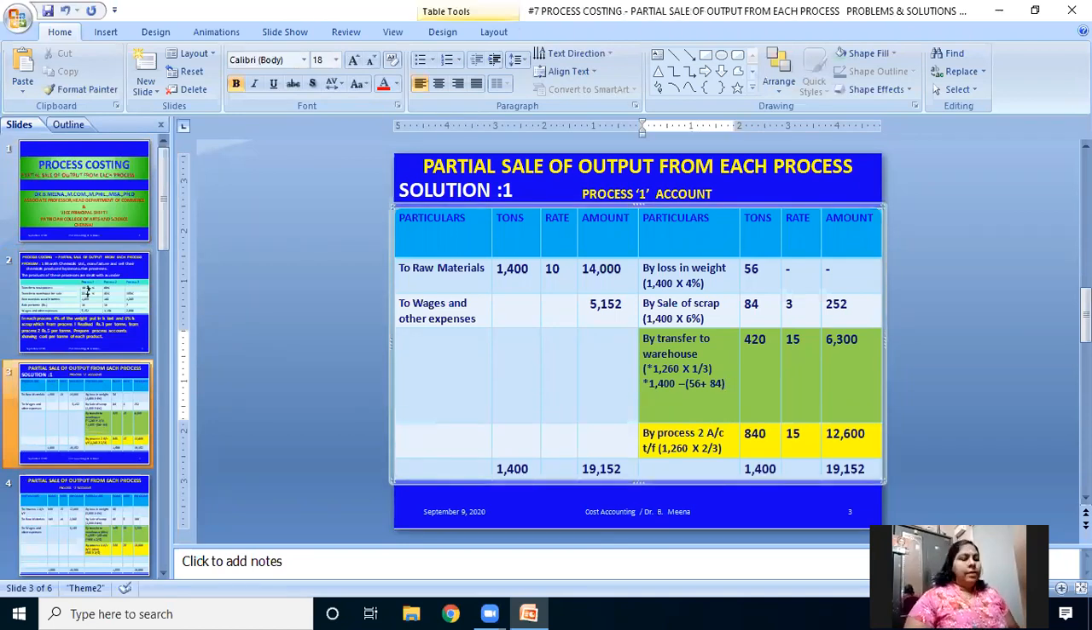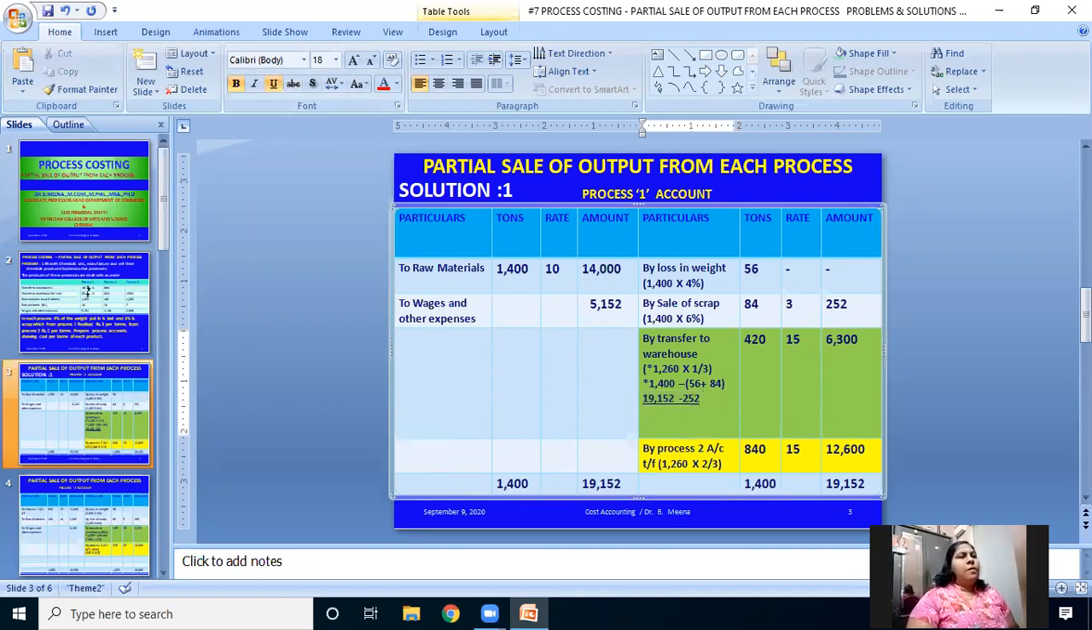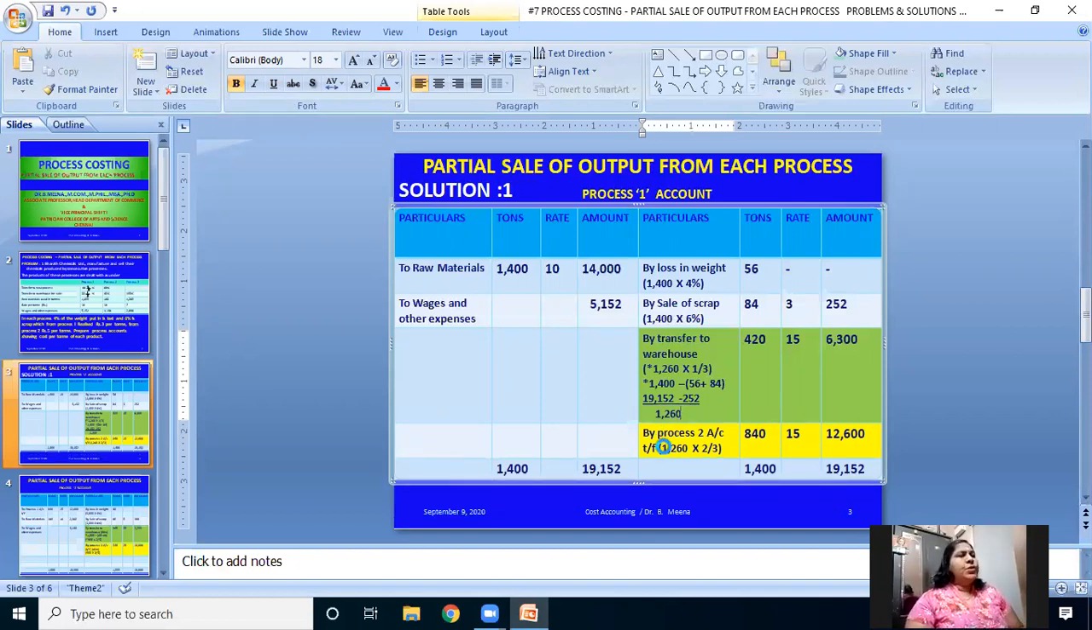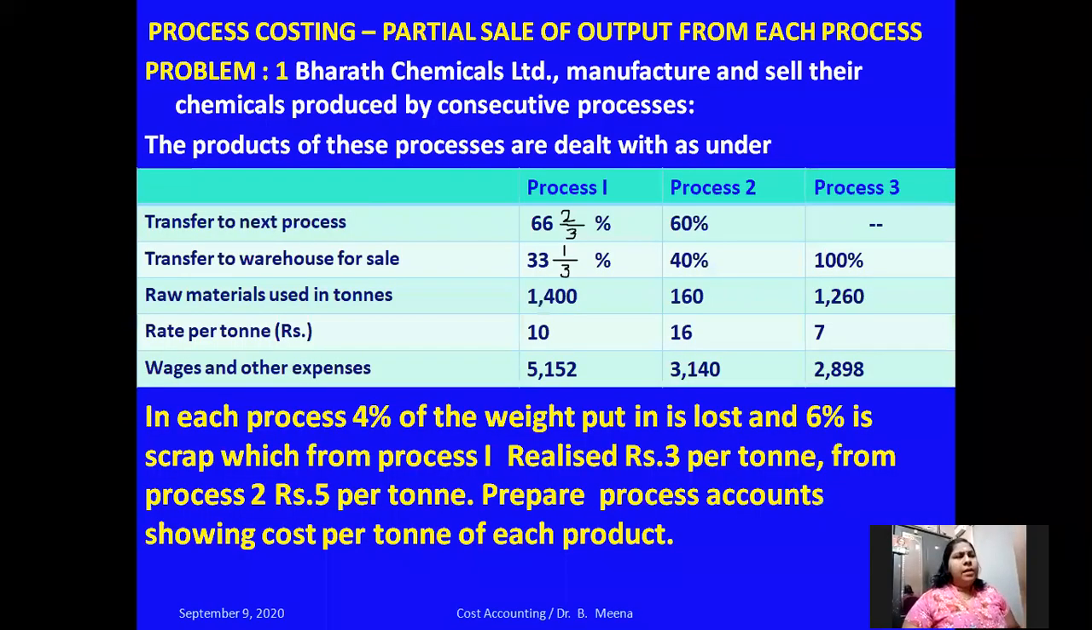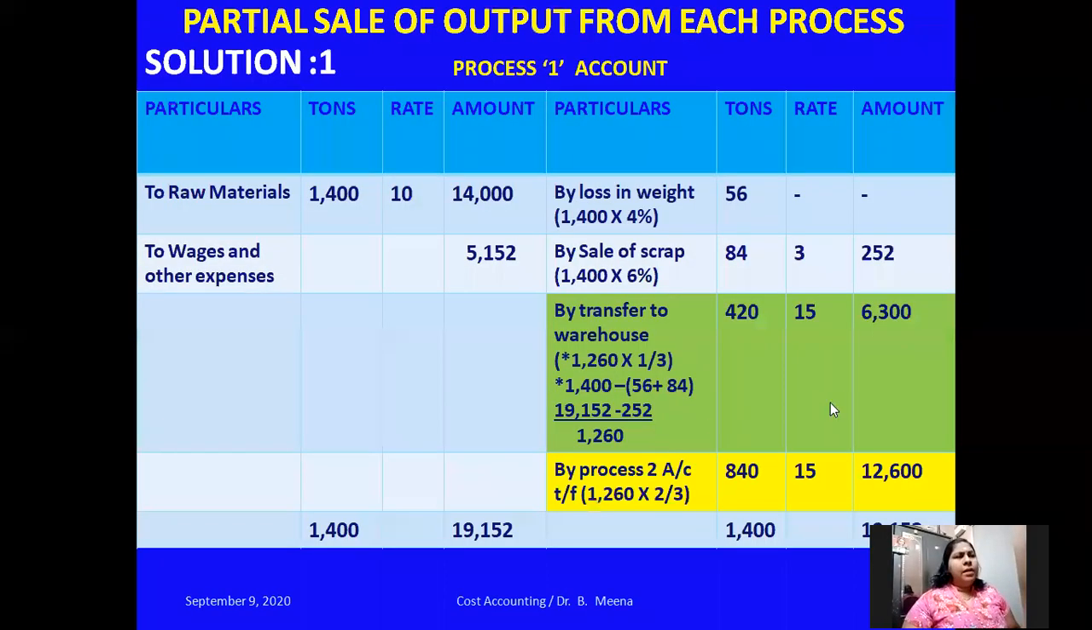Now look at this calculation. 19,152 minus 252, the whole divided by 1,260. Then you will get the rate per ton. I think all of you understood how I got the rate per ton for both the values.